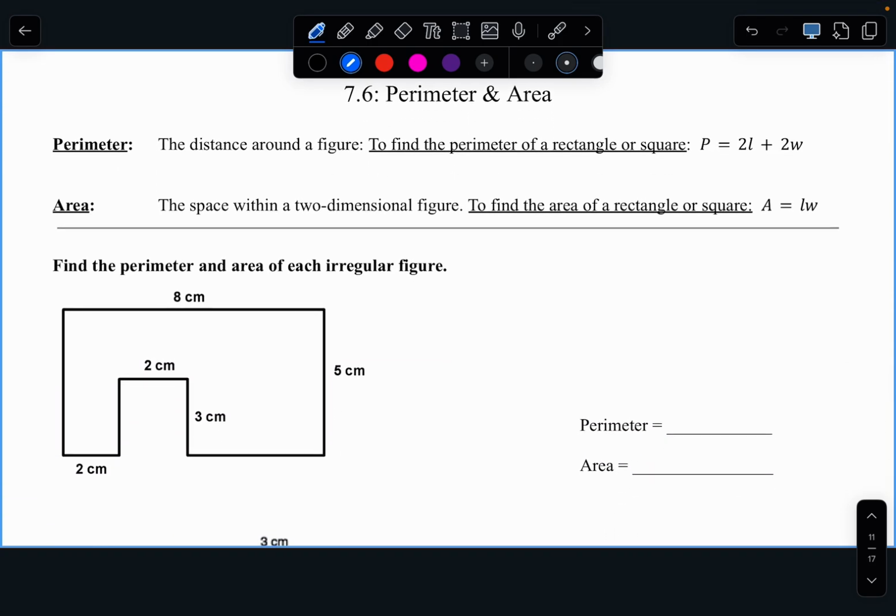So 7.6 is dealing with perimeter and area. Perimeter is the distance around the figure. Think of a fence. You're trying to find the distance around the outside of an object. If it's a rectangle or a square, perimeter is equal to 2 times your length plus 2 times your width, or you could just add up all of the outsides. Area is the space within a two-dimensional figure. To find the area of a rectangle or square, that's your length times your width.